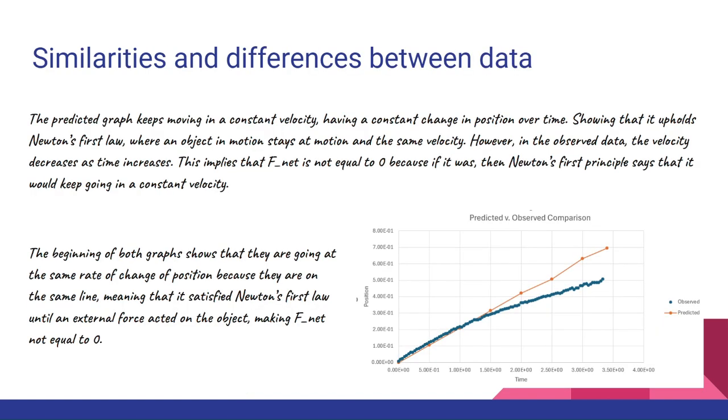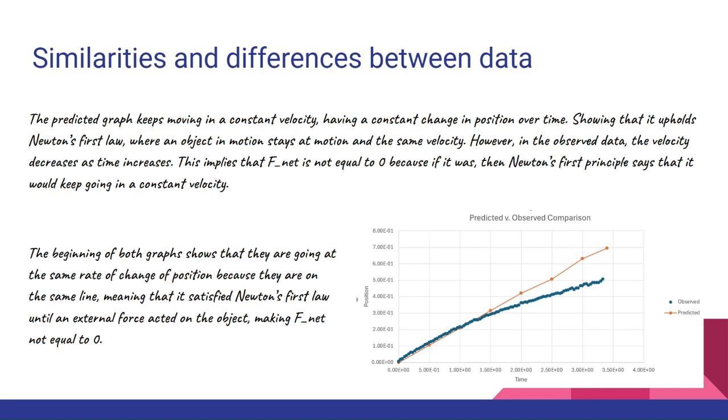Similarities and differences between the data. The predicted graph keeps moving at a constant velocity, having a constant change in position over time. This upholds Newton's first law, where an object in motion stays in motion at the same velocity. However, if we look at our observed data, the velocity decreases as time increases. This would imply that F net is not equal to zero, because if it was, Newton's first law says that it should keep going at a constant velocity.